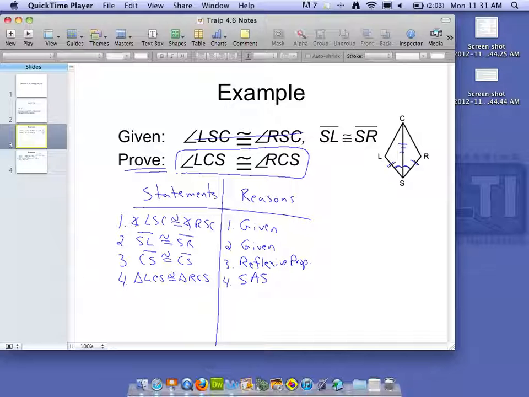And because the two triangles are congruent, then I can say that angle LCS is congruent to angle RCS. And my reason is that corresponding parts of congruent triangles are congruent. And yep, it's a mouthful, and we don't want to have to say that whole thing, and that's why we use the abbreviation CPCTC. So what we just proved was that this little angle LCS is congruent to this little angle RCS using CPCTC.